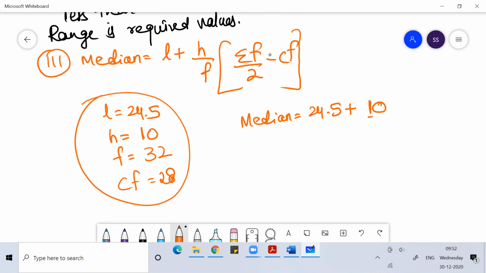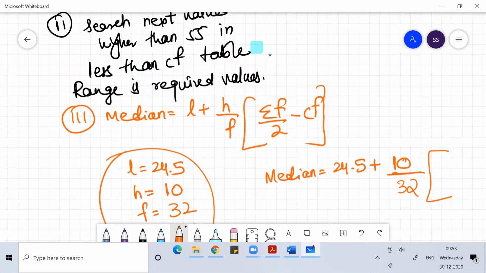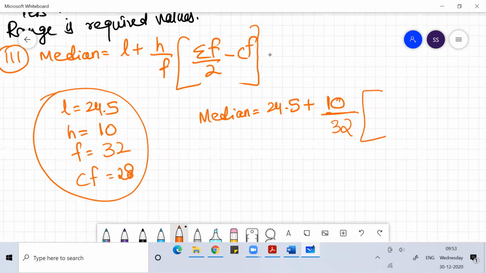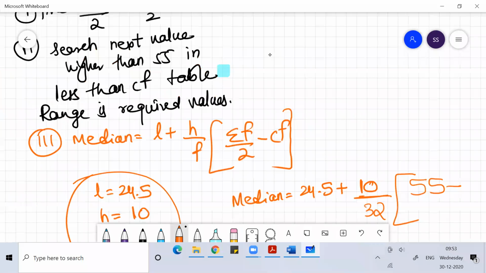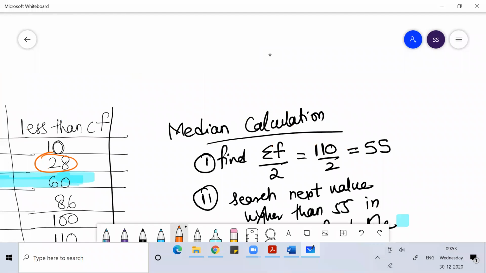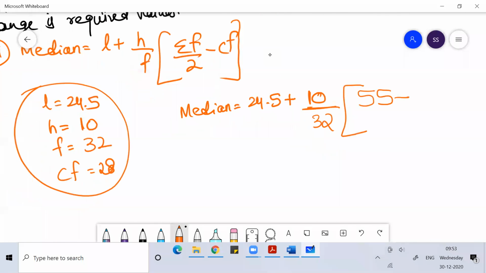L is 24.5. L is 24.5 plus h. h is 10. f is 32. Sum of f by 2 means 55 minus cf, the cumulative frequency before it. The cumulative frequency before it is 28.